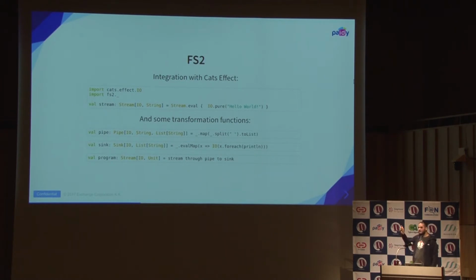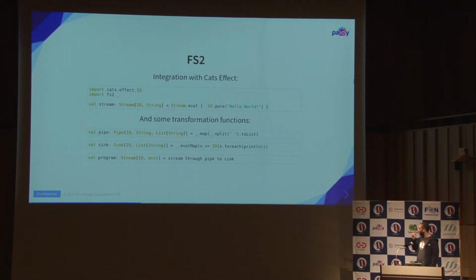A Pipe is just a function transformation that will split the strings and get you back a list of strings, right? Very simple. And for our Sink, the input is going to be that list of strings, and we're just going to traverse that list and print it to the console as a side effect. And as you can see, we are just wrapping that side effect in the context of the IO monad. And what we get at the end is just a stream of IO Unit of the composition of all these small parts of a stream, right?